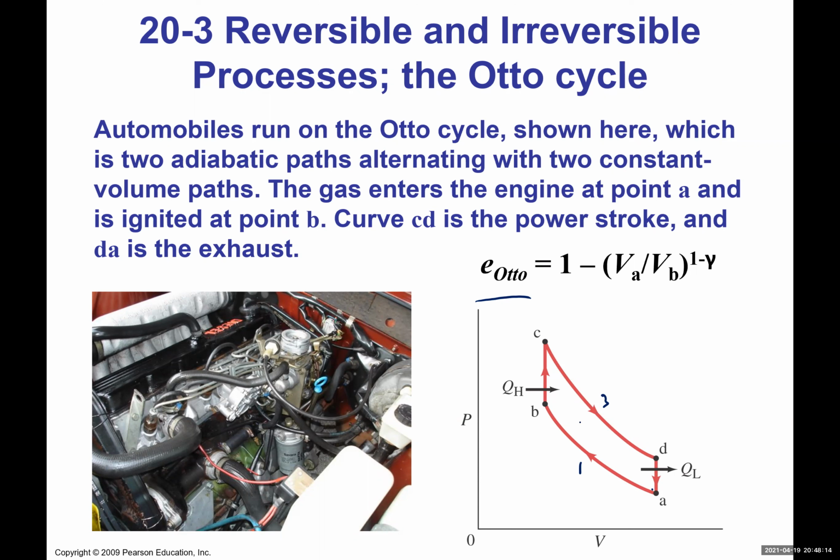That means this is a cycle that ends up having an efficiency equation of 1 minus the volume at A over the volume at B to the power of 1 minus gamma. Now, remember, work is done for paths 1 and 3, but no work is done for paths 2 and 4, because whenever you have a constant volume path, the work done is 0 for those paths.